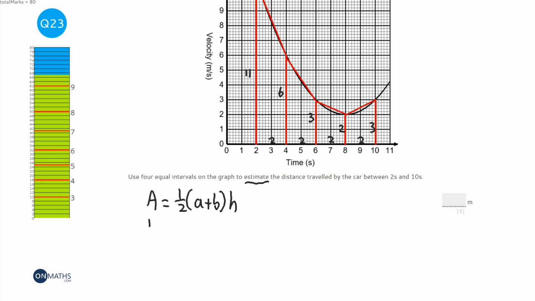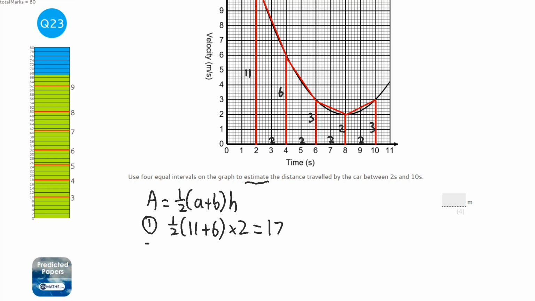So what I would do is just number the trapeziums that I'm doing. So I'm going to do number 1. Now number 1 is going to be half, 11 plus 6, because a and b are the ones on the left and right of the trapezium, times 2. And I can use my calculator for this, so it's going to be 17 divided by 2 times 2. I don't know why I'm dividing by 2 and timesing by 2. It's just going to be 17, because the half and the 2 will cancel out. So the second one is going to be half, and this time it's 6 plus 3, times 2. Well, we know the half and the 2 will cancel out, so that's just going to be 9.